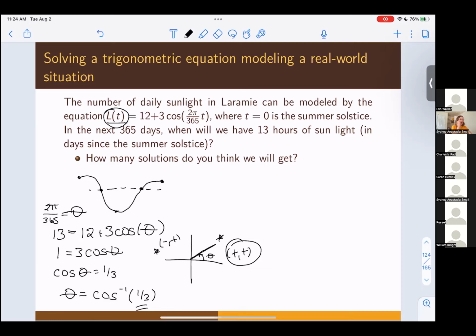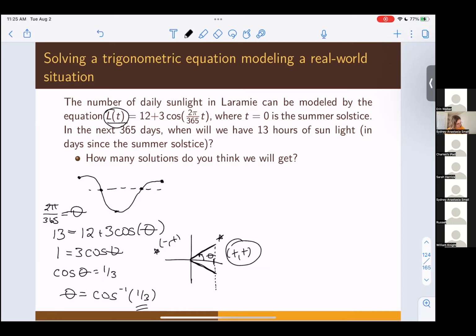Okay, now I said there's going to be two solutions because there are going to be 2 points in the year where there's 13 hours of sunlight. So I want to find the other angle who has the same cosine as theta. In other words, what other angle also has a cosine of 1/3? Well, cosine is x coordinate, so it's going to be whatever other angle with the same radius lines along that x line. That happens to be this angle right here. Okay, visually, we know that's going to be the other solution.